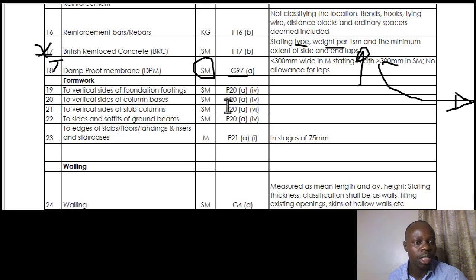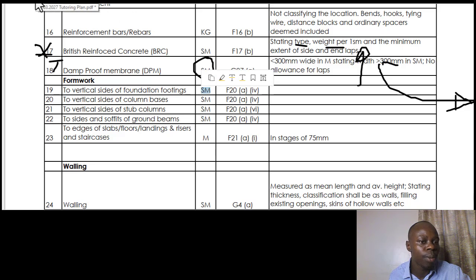Item number 19 is talking about the foundation footings, while item number 23 is going to guide us in our estimation for this formwork for the sides edges of the slab. So item number 19 is footing, and it's shown that we have to do it in square meters, and therefore what is of importance is for us to identify how to arrive at that square meters of that particular item.